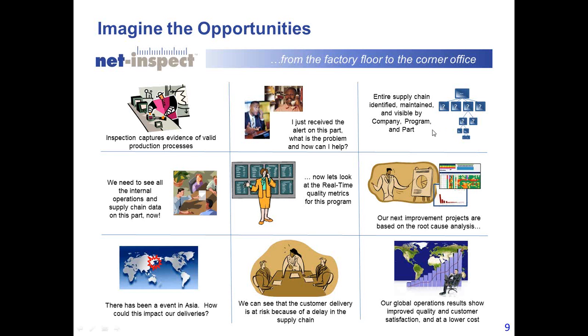Also, we capture the entire supply chain, and we're unique in the industry in being able to do this. Whether you're communicating electronically with your customer or you have your suppliers electronically communicating to you, all of that is available and electronically visible within NetInspect in real time. You can filter by company, by program, like 737 or A350, and even by the part level. All that information is available, whether you're talking supply chain, customer data, or your internal data.